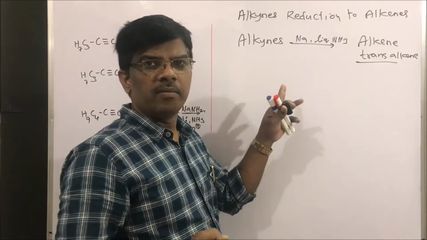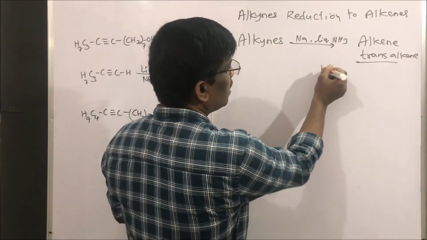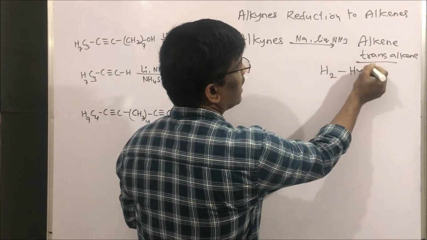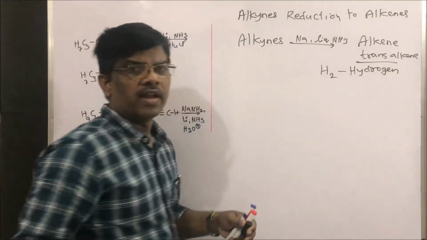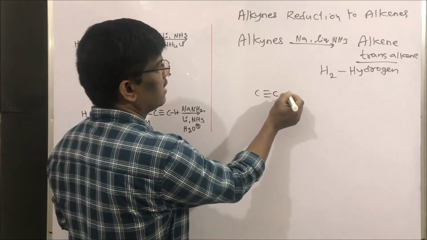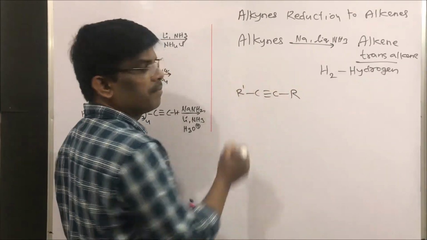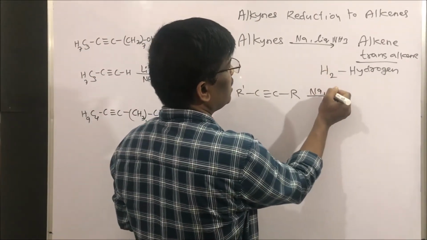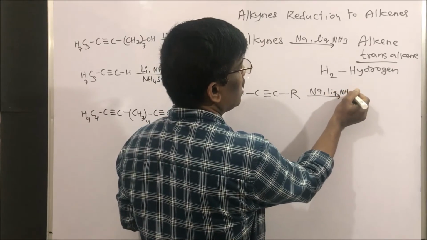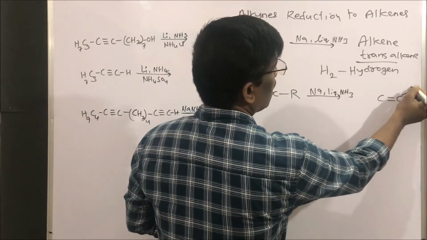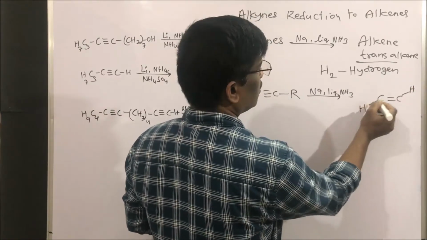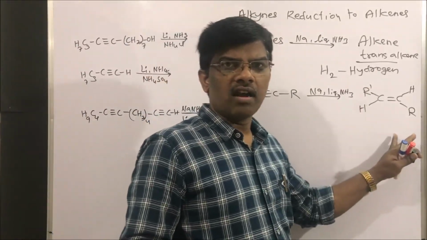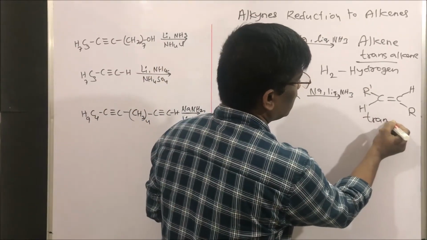So how many hydrogens will be taken up by alkyne? Only two hydrogens are taken up by alkyne, right? For example, if I take R, C triple bond C, R prime, this is the alkyne. Upon reduction using Birch reducing agents, that is liquid ammonia, what am I going to get? Trans alkene, hydrogen, R and R prime. What is the geometry of this alkene? This is trans alkene.